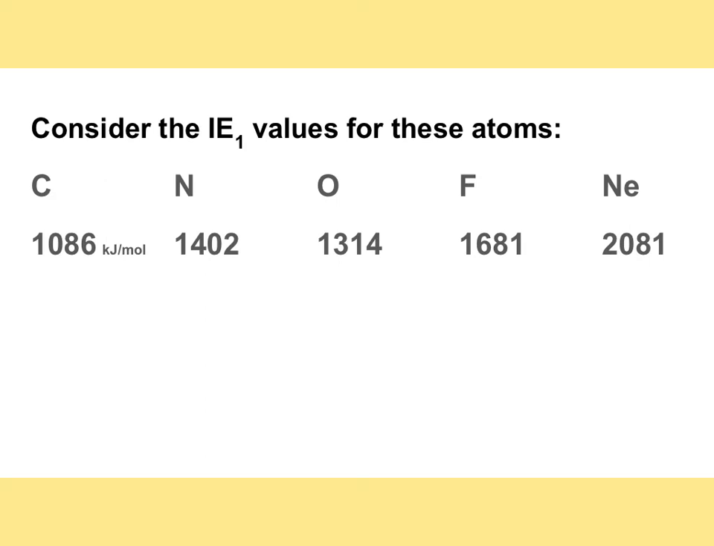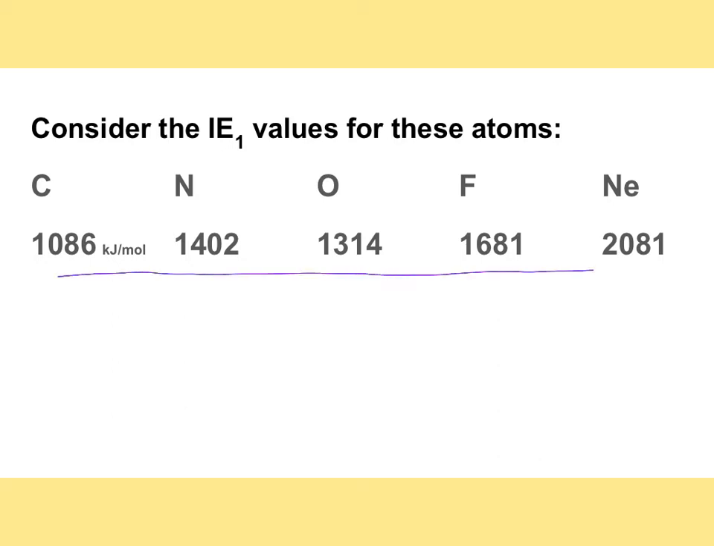I'd like to take a few minutes here to look at these particular first ionization energy values and notice a glitch in the trend. Now, we tend to focus on the trends and not the exceptions, but this is a particularly significant exception that makes for a little bit of a glitch.